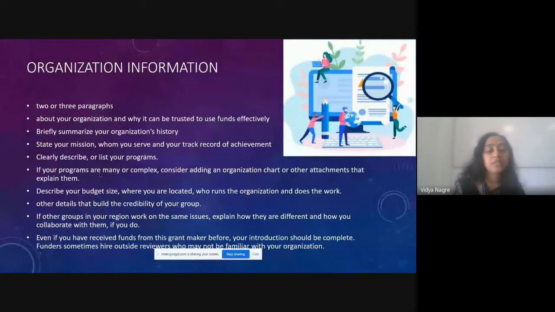If other groups in your region work on the same issue, which is quite a possibility in most research proposals, as mostly these are repetitive topics, but with some new viewpoint you want to run that. Somebody might have done it before or tried doing it before, but you have a very different vision and you might take it to the next level, a successful level, right? And with that vision, you want to begin this research or this project. That's why you want this fund.